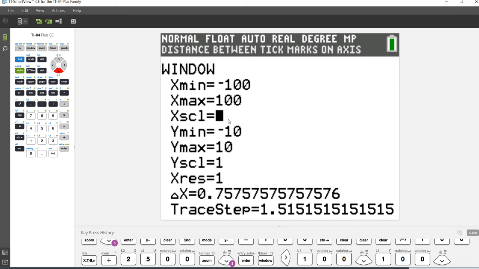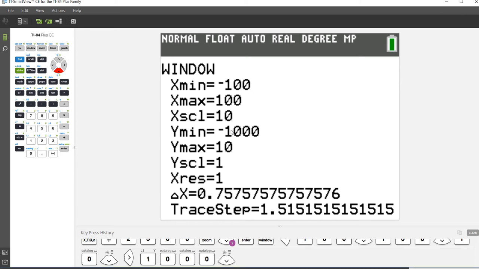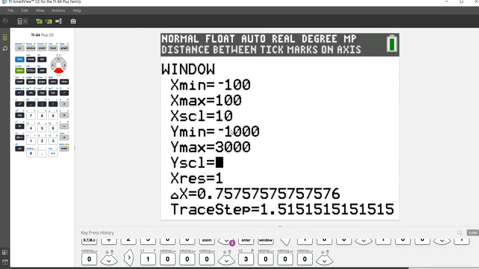X-scale, this means each tick mark. How much does each tick mark represent? Well, I'll make each one 10. That'll give me 10 tick marks to the right, 10 tick marks to the left of the origin. Y-min, I'll make that negative 1,000. Y-max, I'm going to make that 3,000, because remember, my y-intercept is 2,500. Now, with us covering such a big distance on the graph, I'm going to have my scale be 500. So each tick mark in the y direction will represent 500.